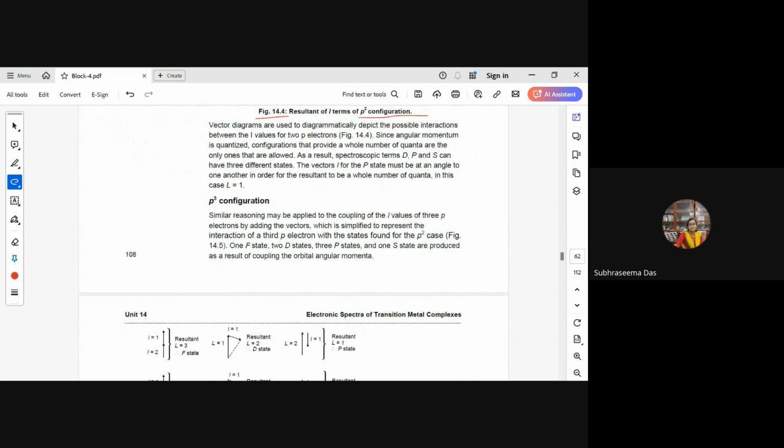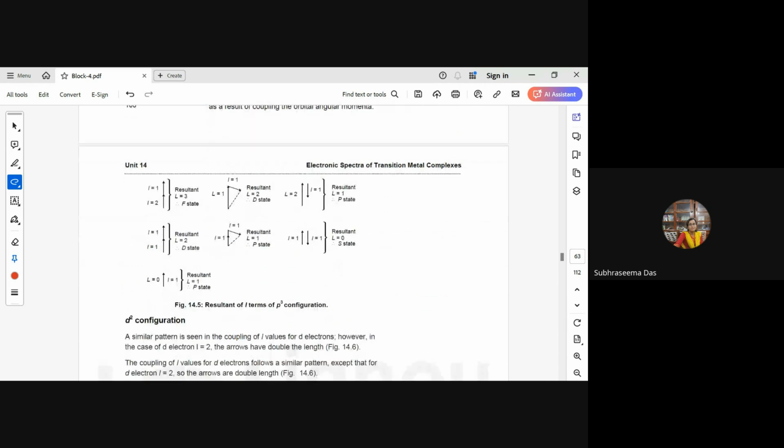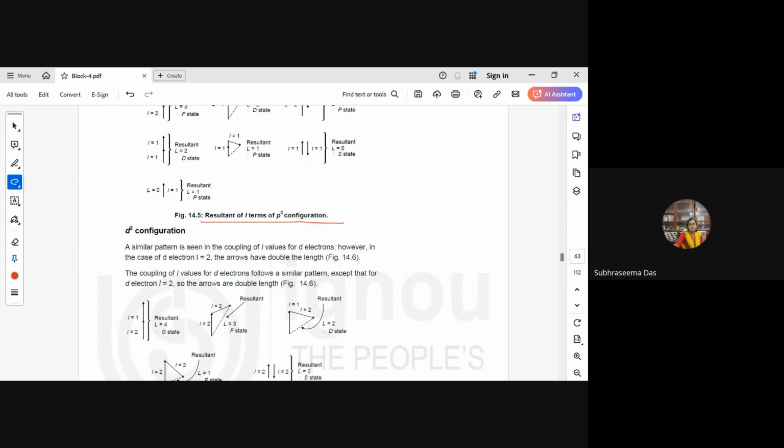Now similarly, considering a p3 configuration, the 1F, 2D, 3P and 1S states are produced as a result of coupling. So these are the resultant L terms for the p3 configuration. Then this is for the p.